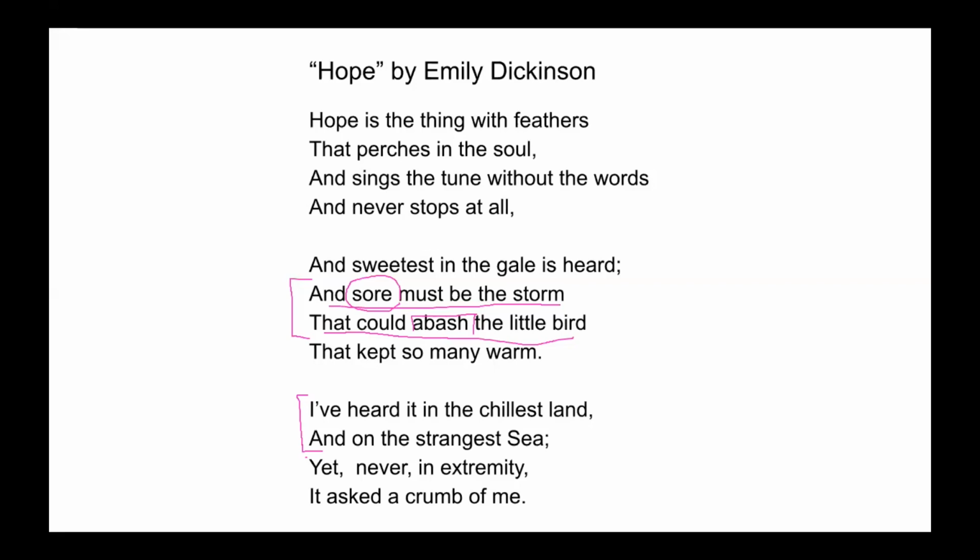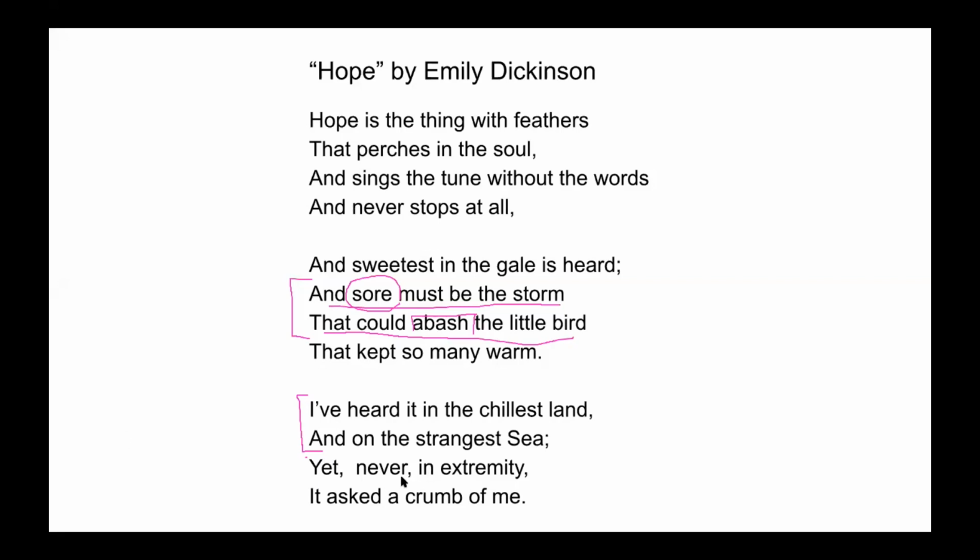I see Sophie said, I think the phrase "it asked a crumb of me" means that hope never needed anything from the person, meaning that hope is free. You don't need anything to help. And I think that's really spot on. And if you wanted to share your thoughts, go ahead and raise your hand. But I think that's really spot on in what this is trying to say.